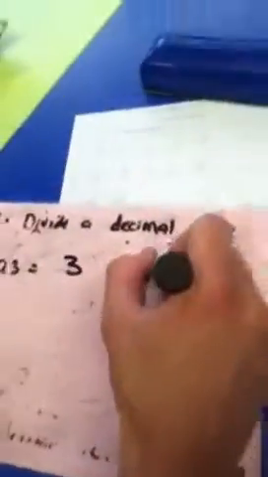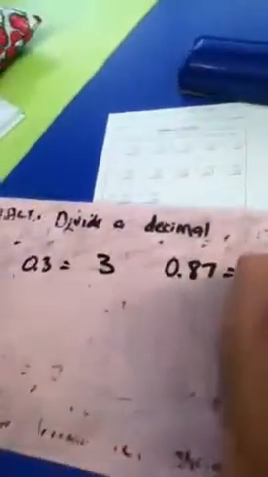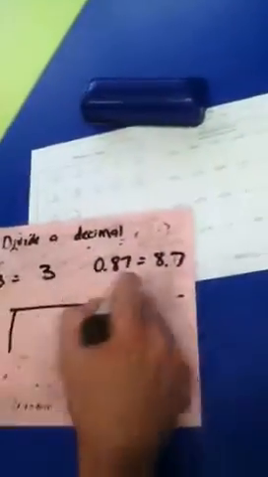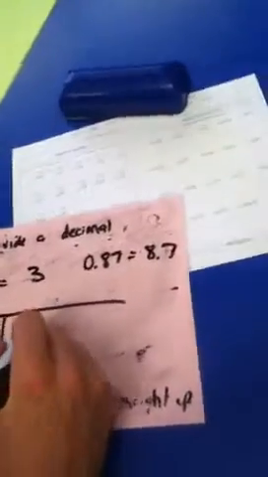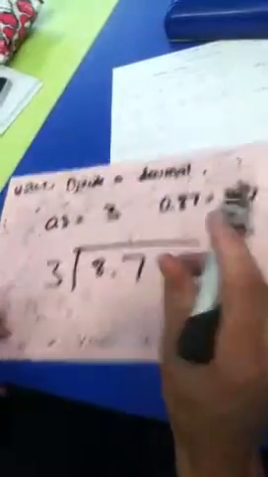So now it should be: 0.3 turned into 3, and 0.87 became 8.7, because you want to move the decimal point to the right. So now you draw your house. 3's into 8.7. So has everyone got to that point, because you've moved the decimal point over?